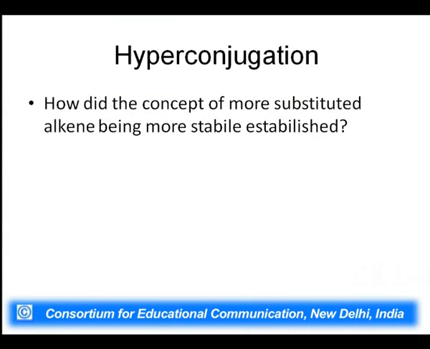Let me ask you a question, as you can see on the slide: how did the concept of a more substituted alkene being more stable get established? What is it called? It is called Zaitsev rule or Saytzeff rule, whichever way you may call it. The more substituted the alkene, the more stable it is. So, I have taken an example of propene.